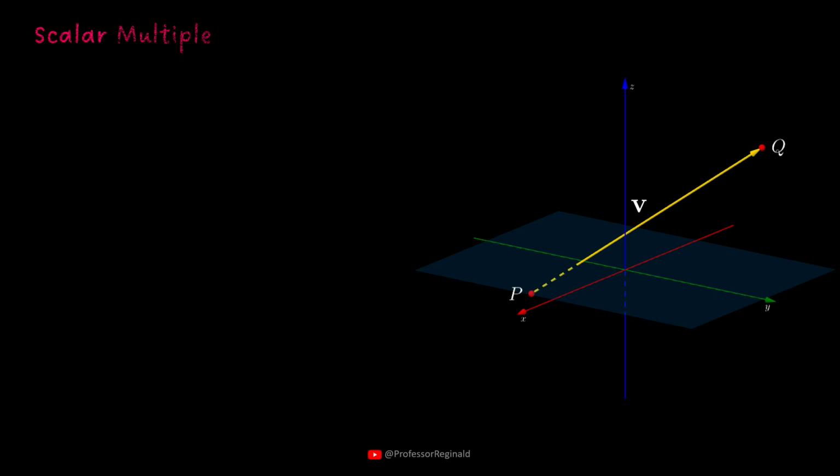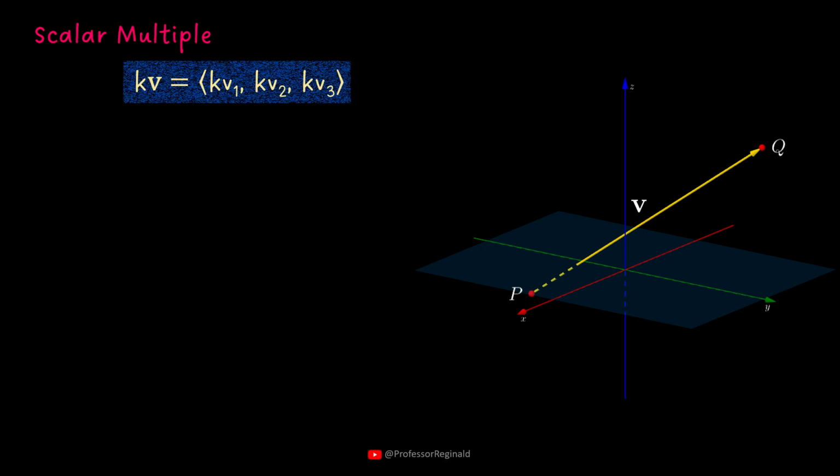Scalar multiple. A scalar times a vector is the same as multiplying each vector component by the scalar. For a vector v, vector kv is the vector where each component is multiplied by k.